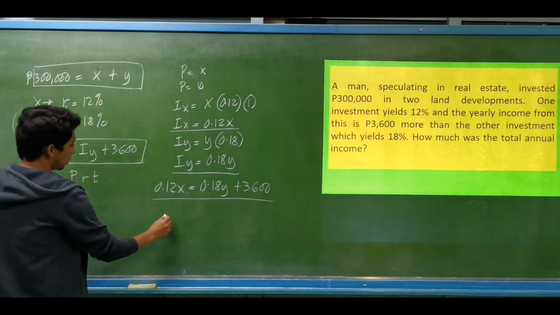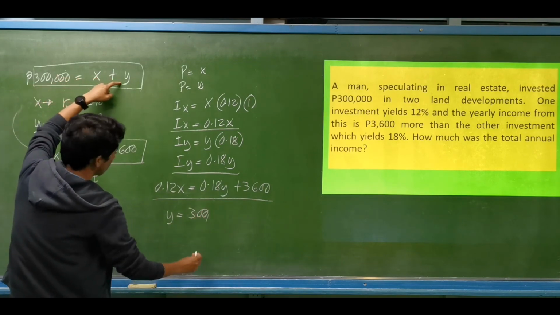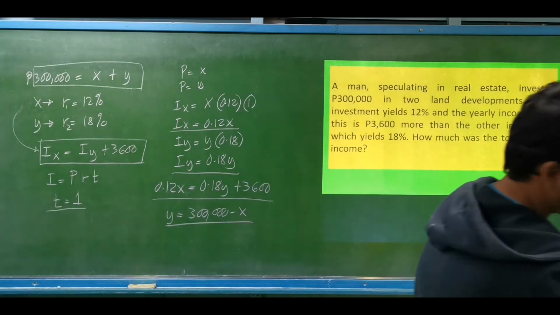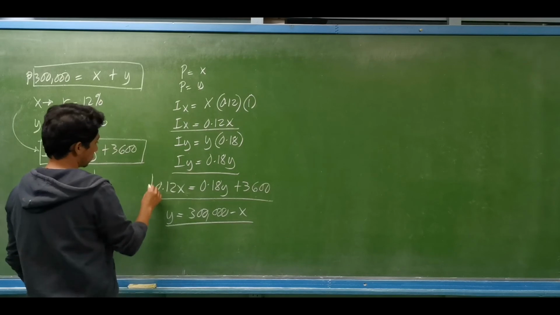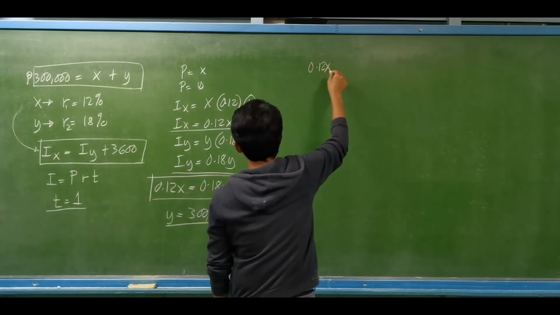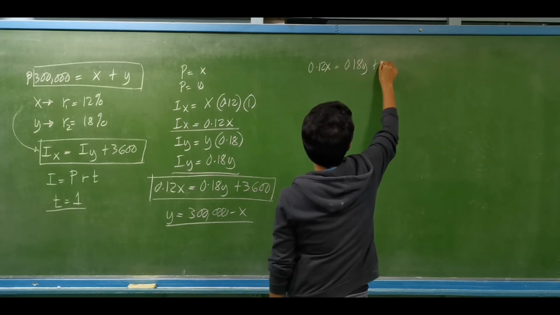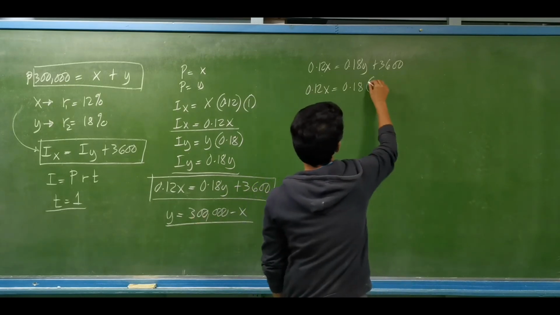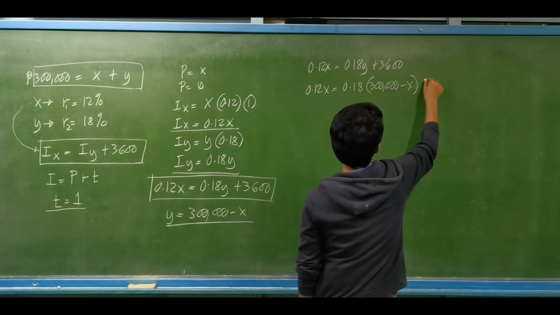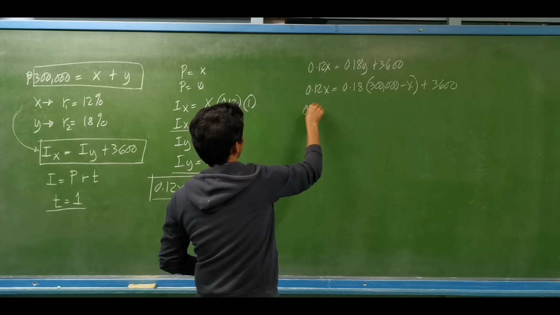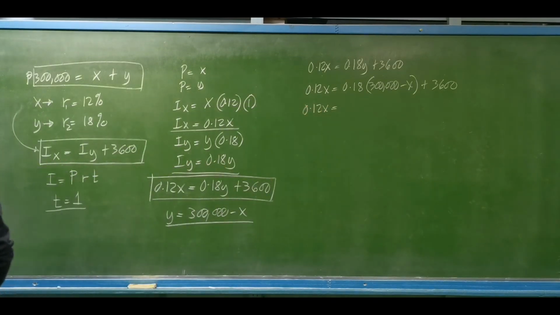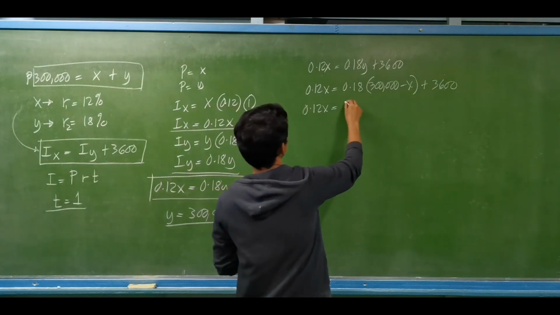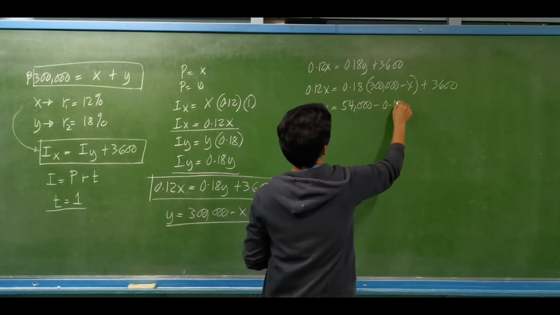Let's have the equivalent of Y from this equation: Y is equal to 300,000 minus X. Then we do substitution. Let us use this equation: 0.12 of X is equal to 0.18 of Y plus 3,600. We have 0.12 of X equal to 0.18 of 300,000 minus X, plus 3,600. So 0.18 of 300,000 is equal to 54,000, minus 0.18 of X, plus 3,600.